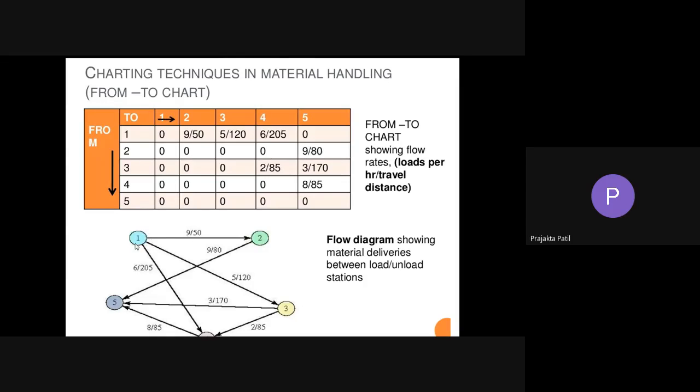Okay. So these nodes that you see indicate the stations. You have station 1. From here also you can see from 1 to 1 there is nothing. From 1 to 2 there is a movement. So this is station 1. From 1 to 2 there is a movement happening with the load per hour as 9 and the distance is 50 meters. Like that, from 2 to 3, is there anything? No. From 2 to 3 there is no movement. 2 to 4, there is nothing. 2 to 5, yes, there is. So like this, with the help of this chart, you can draw a network diagram or a flow diagram.